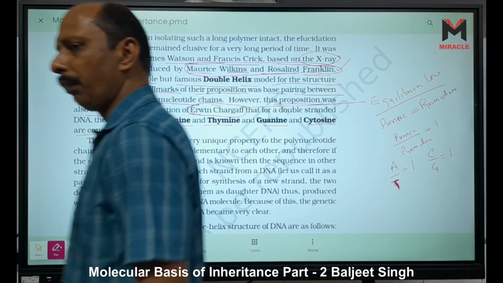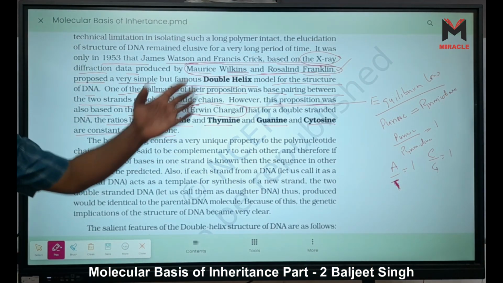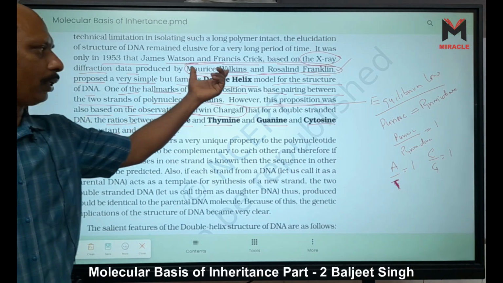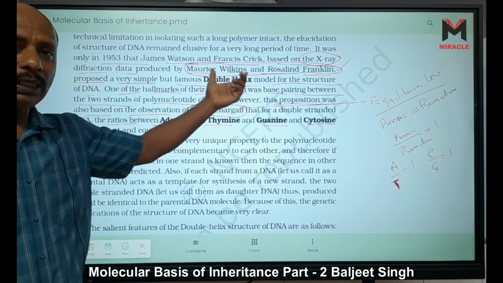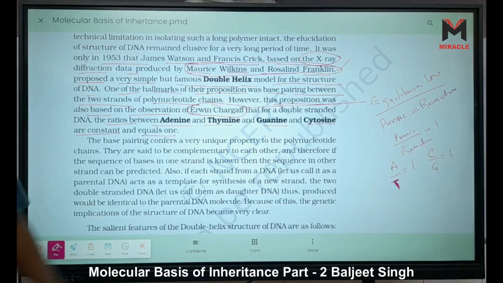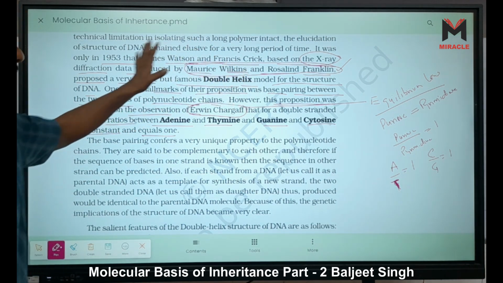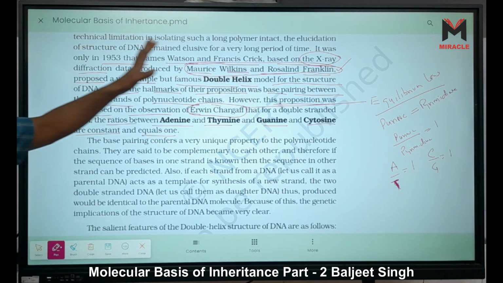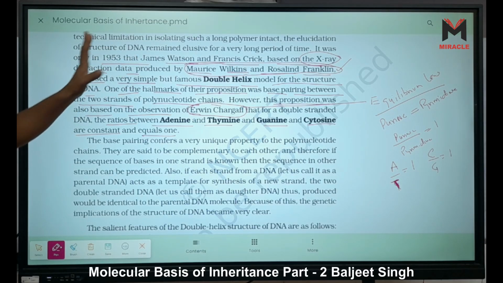Erwin Chargaff, Maurice Wilkins, and another is Rosalind Franklin. Rosalind Franklin and Lewis Green, you have to read these names. They gave us the X-ray data structure. And with the help of this X-ray data structure, Watson and Francis Crick gave the model in 1953, right?